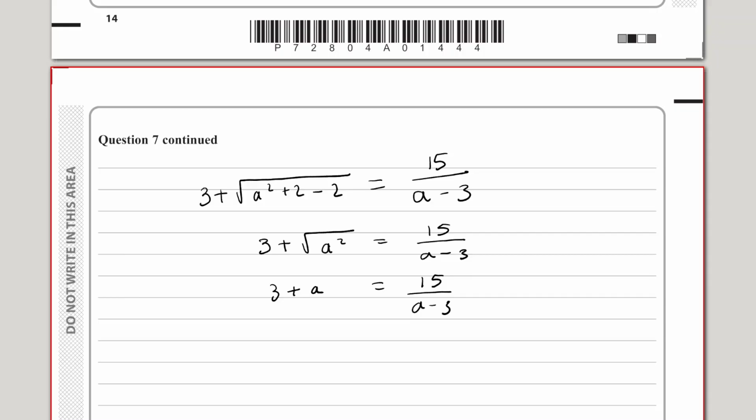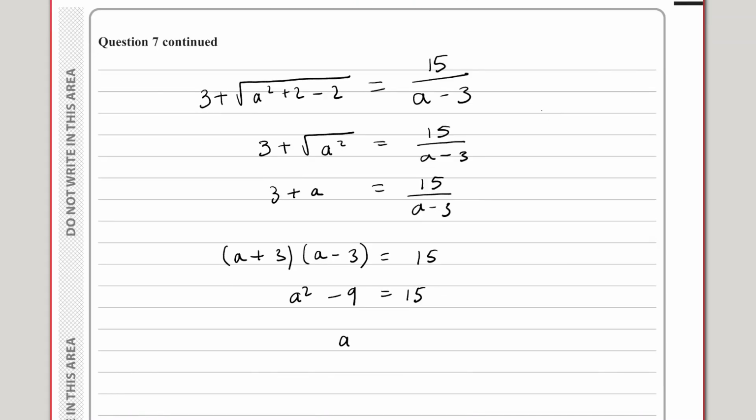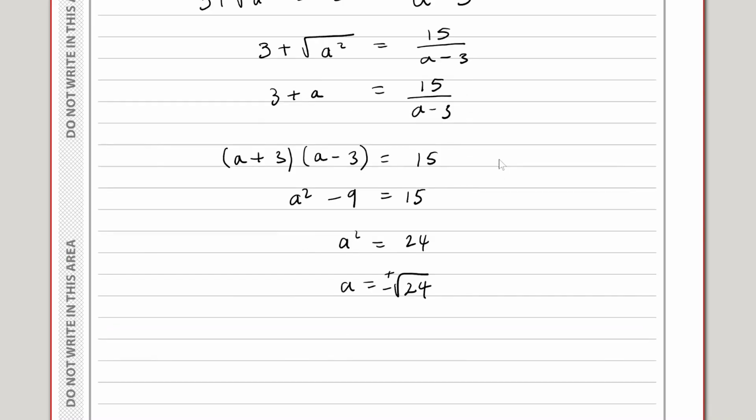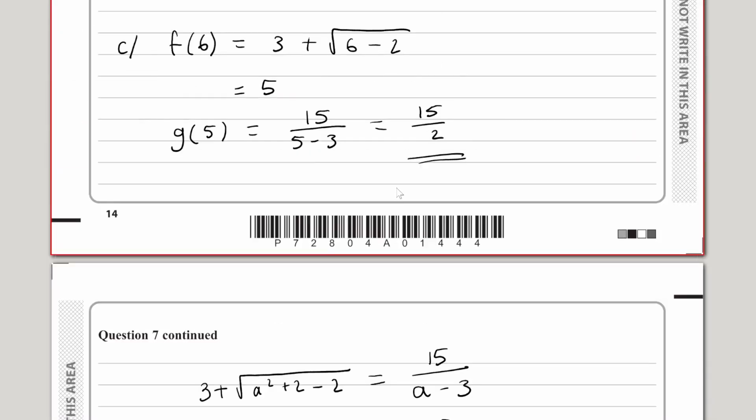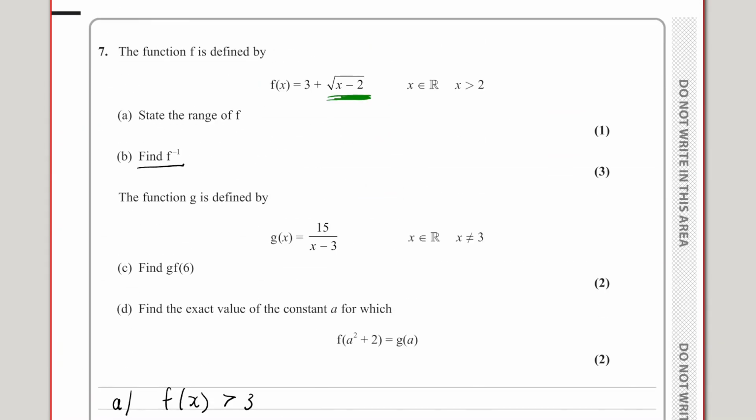To get rid of the fraction, we're going to times by a minus 3. So we've got a plus 3 times a minus 3 equals 15. So a squared minus 9 equals 15. Plus 9 to both sides. And square root, I'll put plus or minus square root. So a can be plus or minus square root 24. But we're looking for an exact value, not values. And well, x is going to have to be bigger than 2.